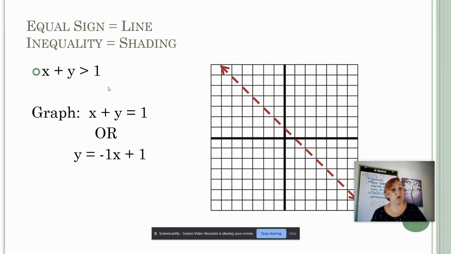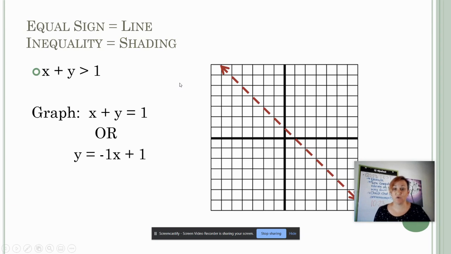Now again, we do not stop with a line when we're graphing an inequality. We need to go one step further and figure out which part of the graph we should shade. We're going to use my red dotted line as the boundaries of where the shading would happen. So we're either going to start at the red line and shade up, or we're going to start at the red line and shade down. And the way that you can tell which half of the graph gets shaded is by plugging in a test point to your original inequality.